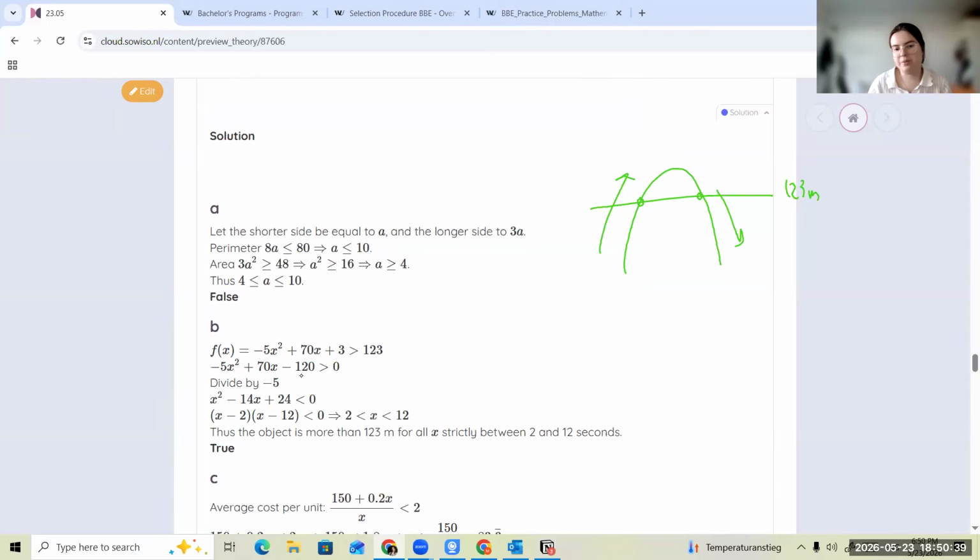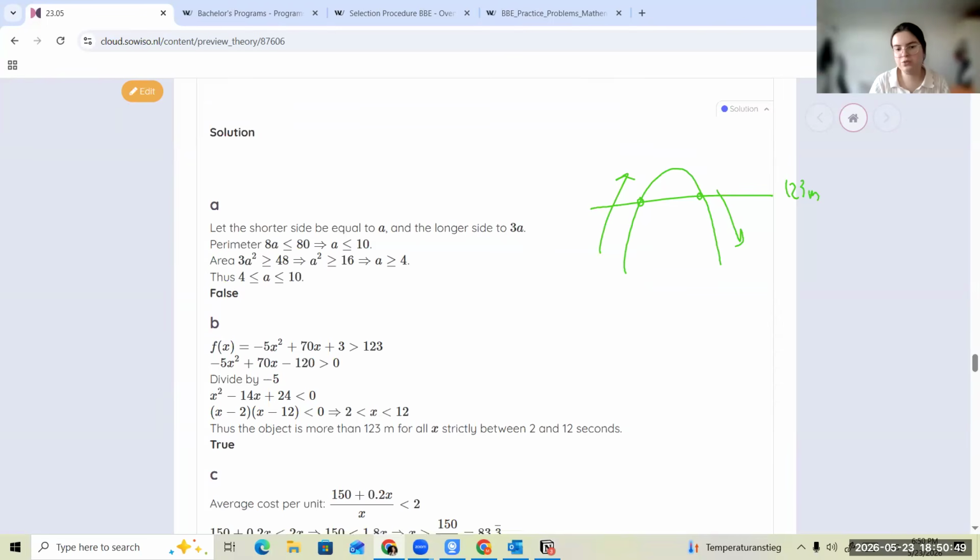And then you solve the parabola. You move everything to one side, divide by -5, switch the inequality sign because you're dividing by a negative number, and then you get the final answer between 2 and 12.